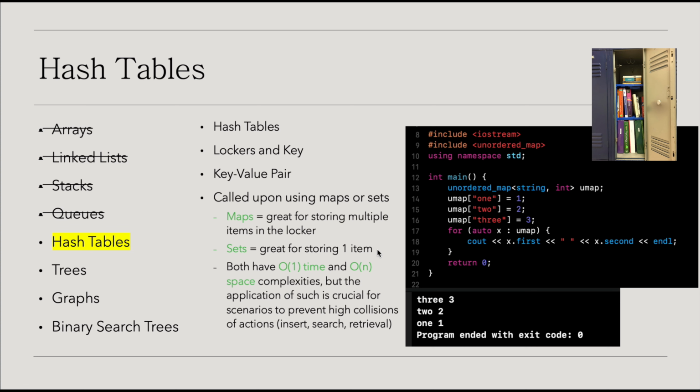One can use maps and sets to create their own hash tables. The key difference between the two is depending on their application. If you want to store multiple items within your hash table or hash map, you would typically use maps. But if you are focusing on specifically one item to be stored inside of your hash table, you would typically use a set. And so in general, this is just the overview for hash tables.